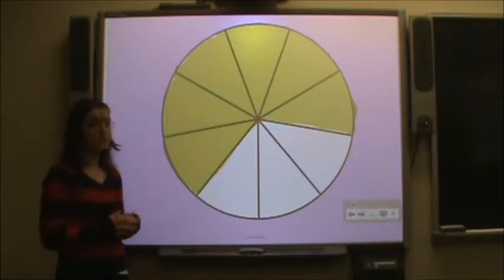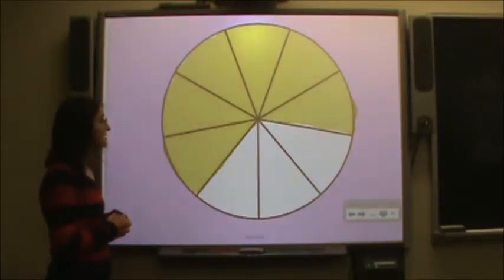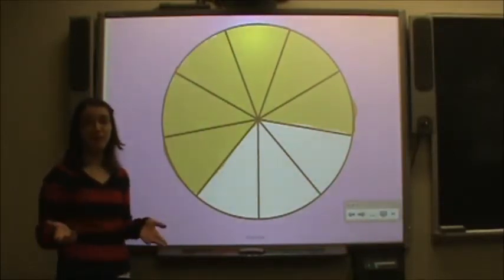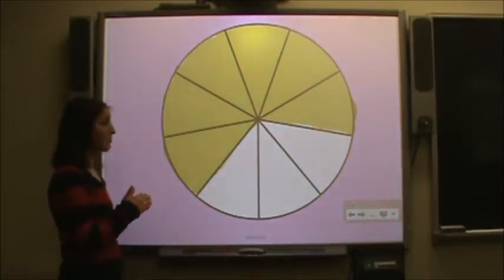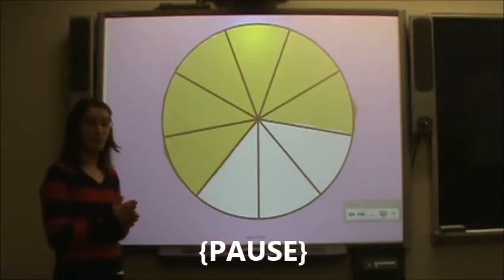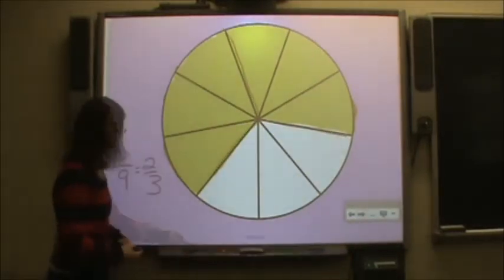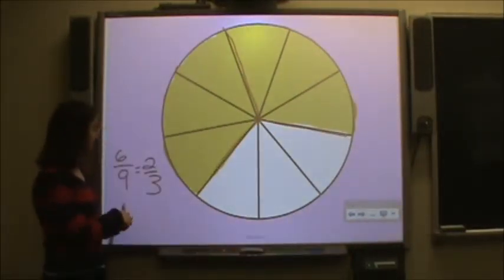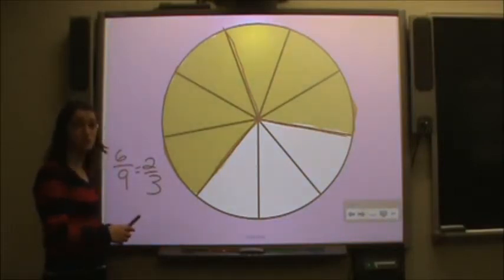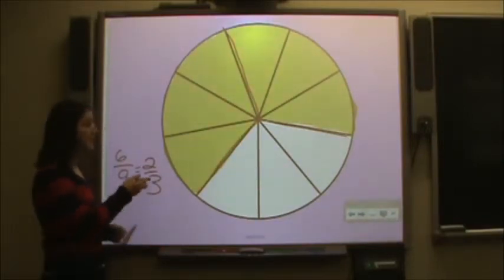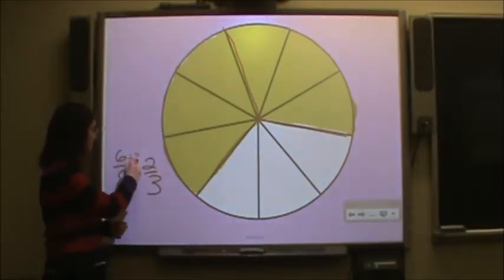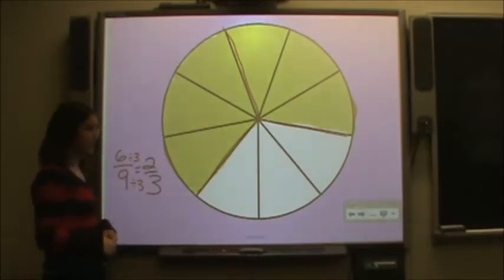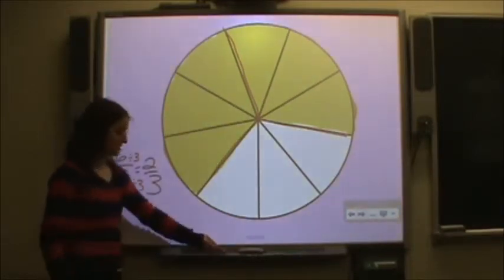Okay, so for this one, you're going to, on your own, try and find a reduced equivalent fraction. What I mean by reduced is that you're going to make the denominator smaller. So you're going to break it up into fewer pieces. Pause the video and do that now. So hopefully you found that 6/9 is equivalent to 2/3. And you can find that either by drawing it out or you can divide each one by 3 because they're both divisible by 3 and you'll find that you get 2/3.